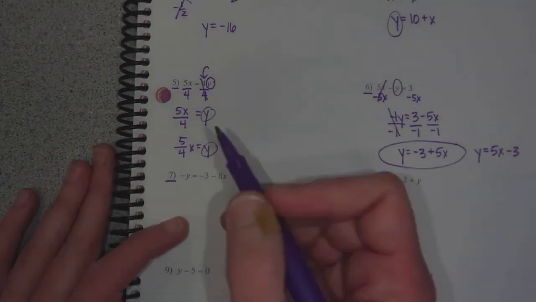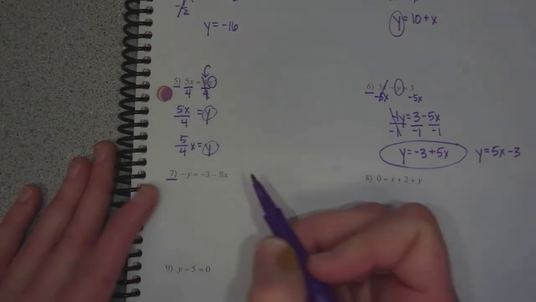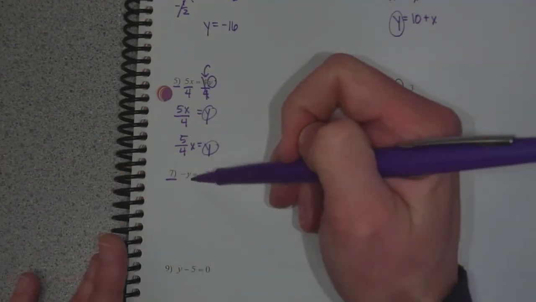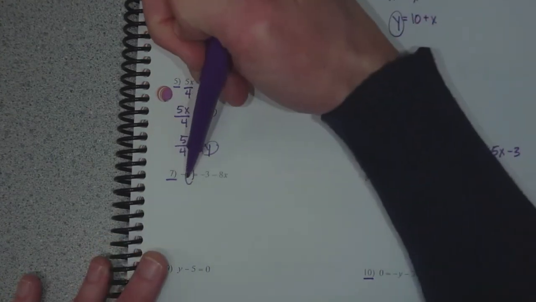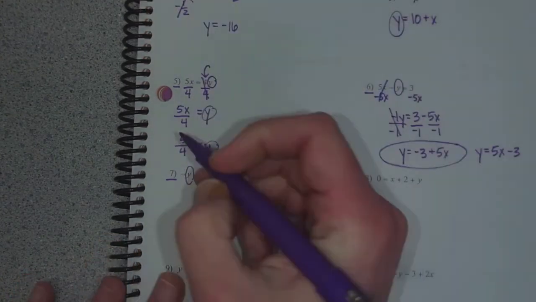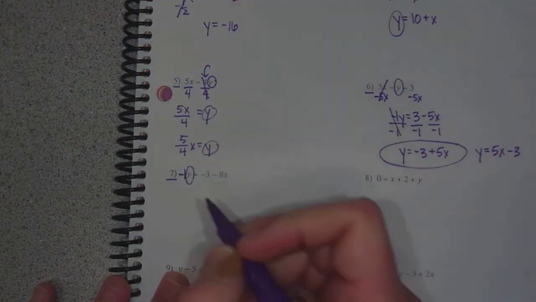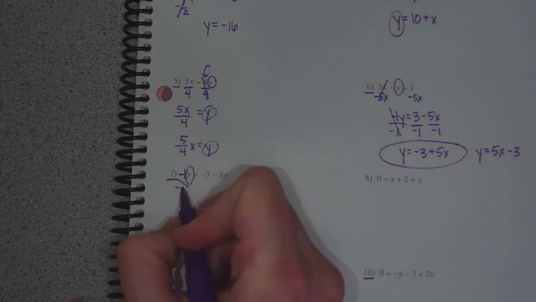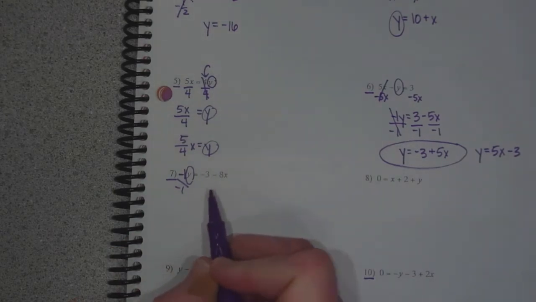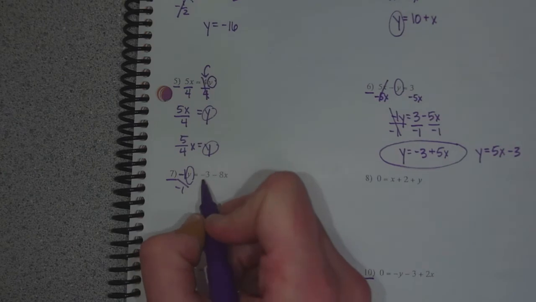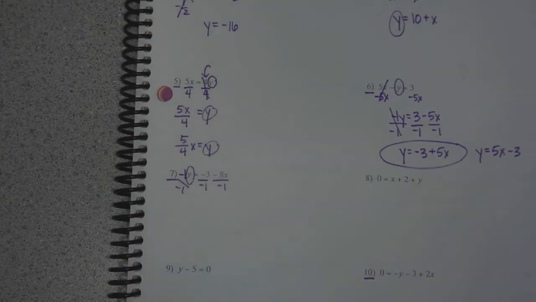Okay, number 7. This time we have negative y equals negative 3 minus 8x. Okay, this thing is almost solved for us. We want the y by itself, and it's almost by itself. We just have one of those pesky negatives again. So again, think of it as like a negative 1 multiplying by the y. And to get rid of that negative 1, you're going to want to divide it by negative 1. And then over here on this side, you have to divide each term by the same thing. So divide by negative 1 here, and divide by negative 1 there.